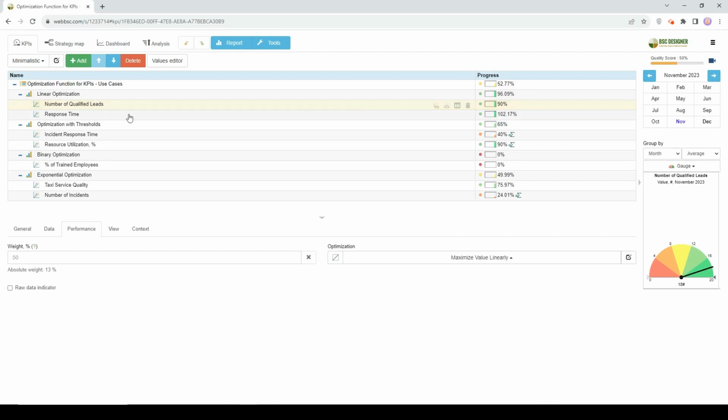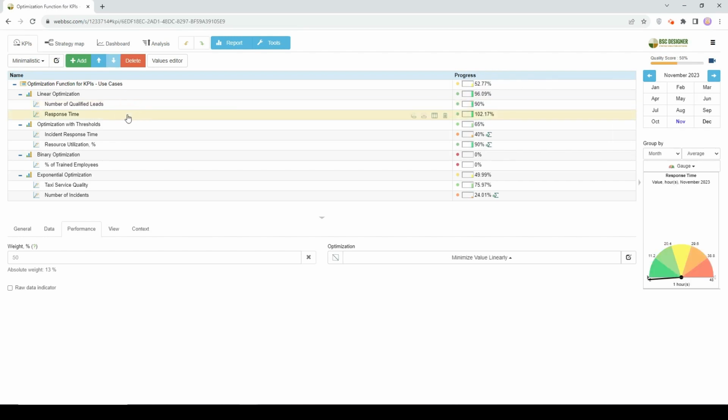The response time indicator is an example of another logic. It's an inverse indicator, where low value results in high performance. Its optimization function is configured as minimize value linearly. In this case, the baseline is set to 48 hours and the target is 2 hours. When we decrease the current value of the indicator, its progress will increase linearly, reaching 100% when we achieve the target of 2 hours. What if we respond even faster than 2 hours, for example, within 1 hour? The progress of the indicator will surpass the 100% and be calculated as 102%.